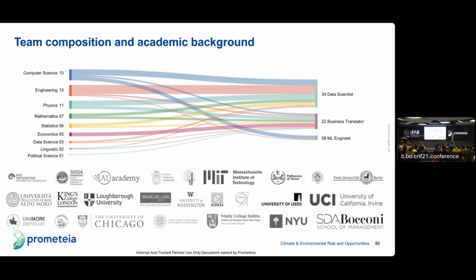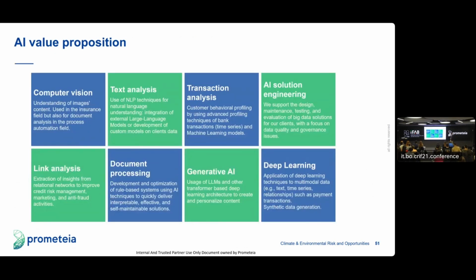So we are 65, divided in part in Bologna, in part in Milan, in part in Istanbul, because we also have a large branch in Istanbul. And we are divided between data scientists, machine learning engineers, and business translators, who are the people that understand how to put artificial intelligence within the business processes. And these are the activities that we are specialized in.